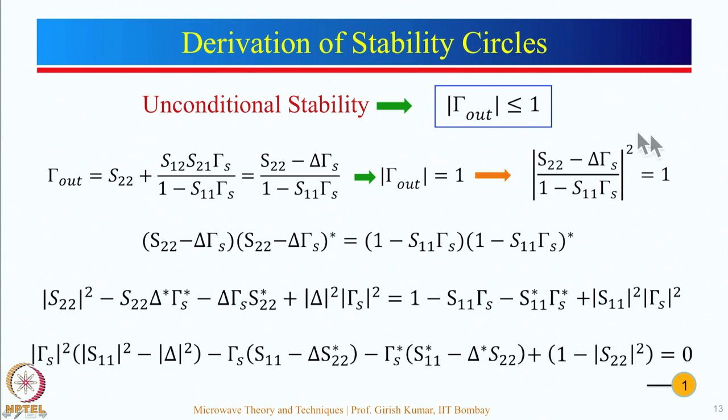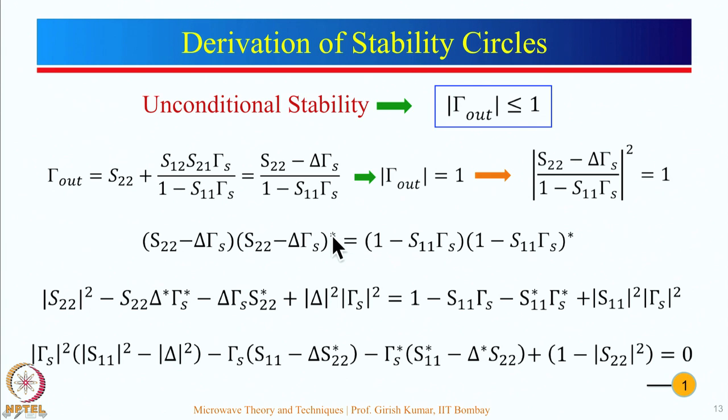So, let us see now the numerator part, S22 minus delta gamma S. Since we have the magnitude of that, it is a complex number. So, that is to be multiplied by its complex conjugate. The denominator goes over here, which is right over here. So, now we have to multiply these terms. So, S22 multiplied by this term here.